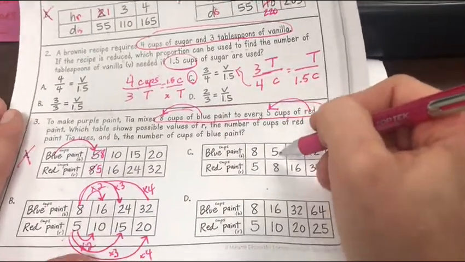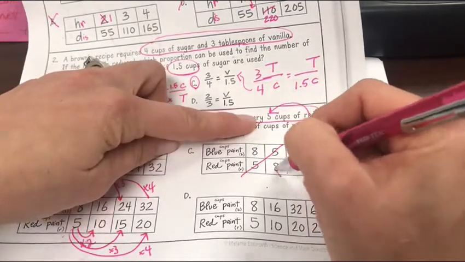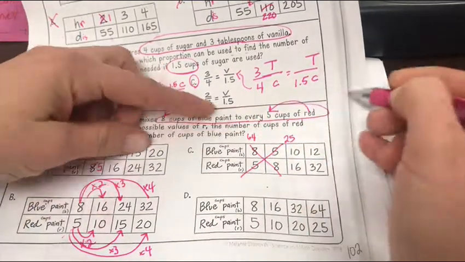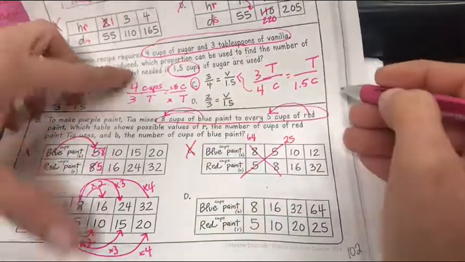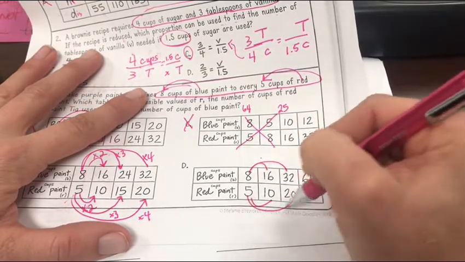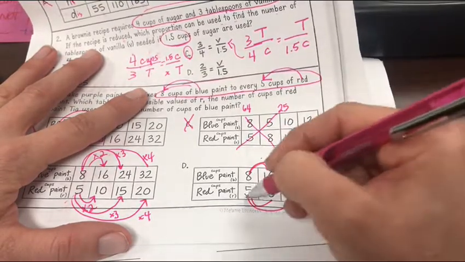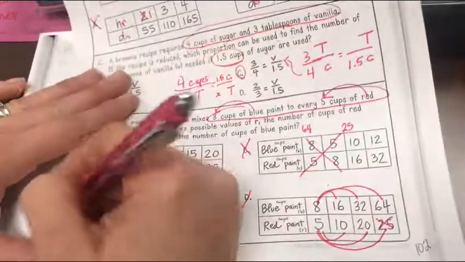Let's use another strategy on this one. All right, so if I cross multiply, that's 25. If I cross multiply, that's 64. Those are not equivalent cups of paint, okay? This one is times 2, times 2, times 4, times 4, times 8. That's not times 8. All right, so B is our answer.